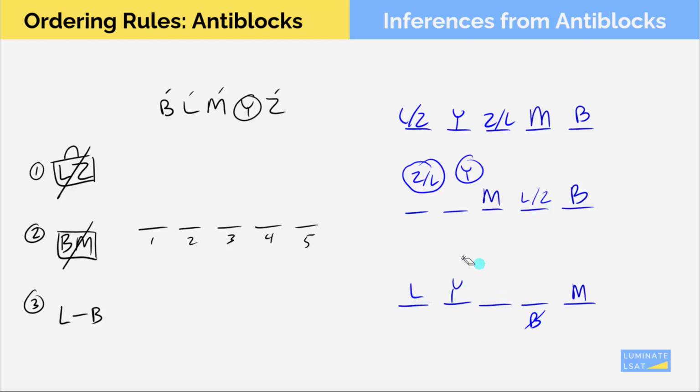Now, the other way to come to that exact same set of inferences is to start with the LZ. You know the LZ can't go next to each other, so they can't go together in 3 and 4. That might initially make you think that Z or L is going to have to go over here, and then you'd realize, well, I still have to put the B down. The B can't go next to the M, so the B has to go over here. L has to go before B. That's why number 1 has got to be L, and Z has got to be 4.